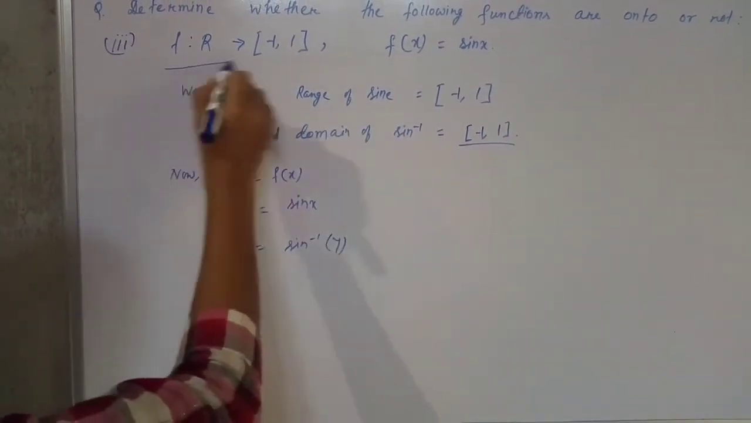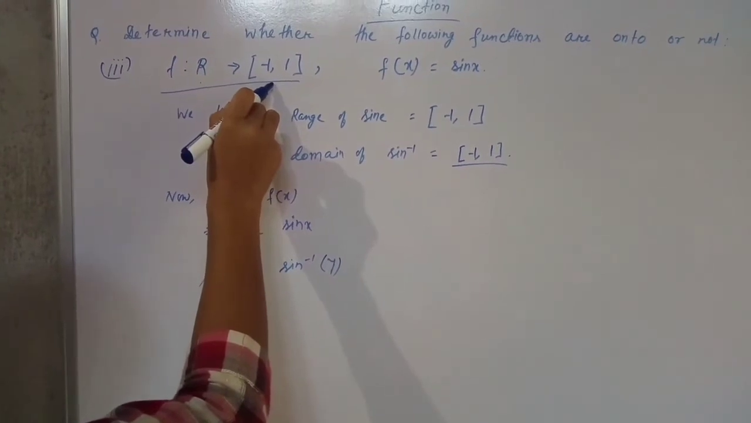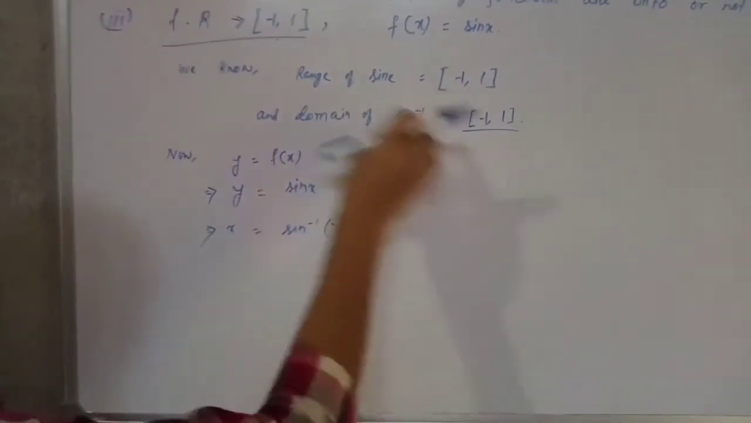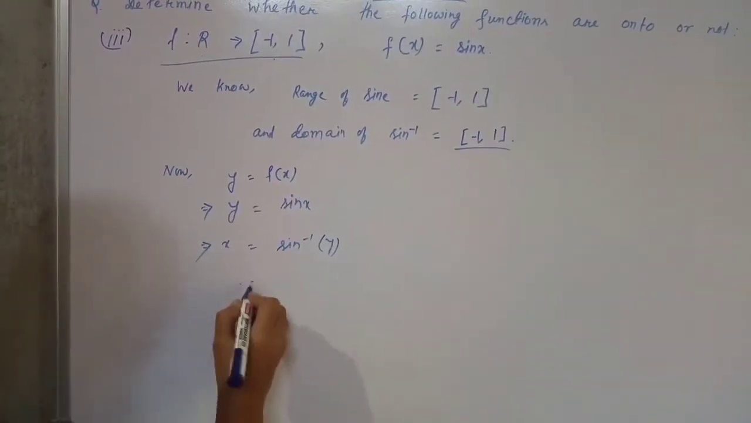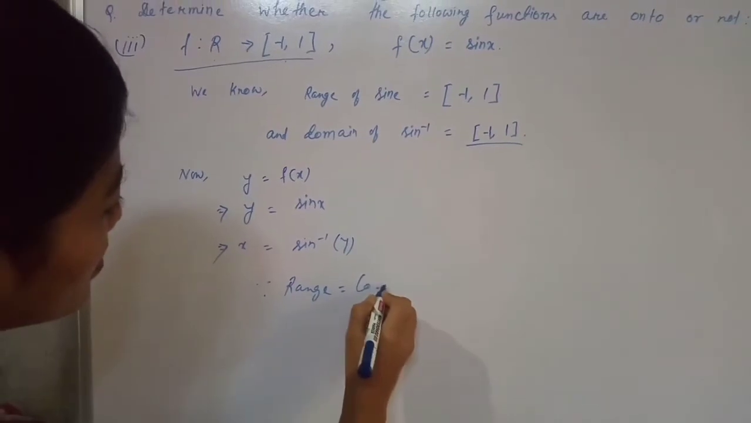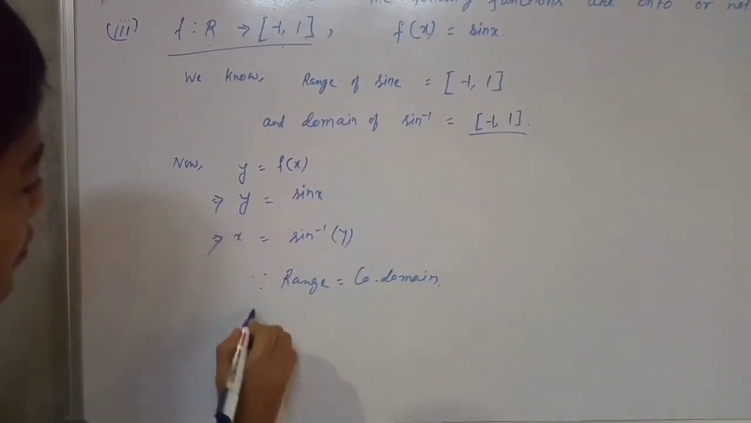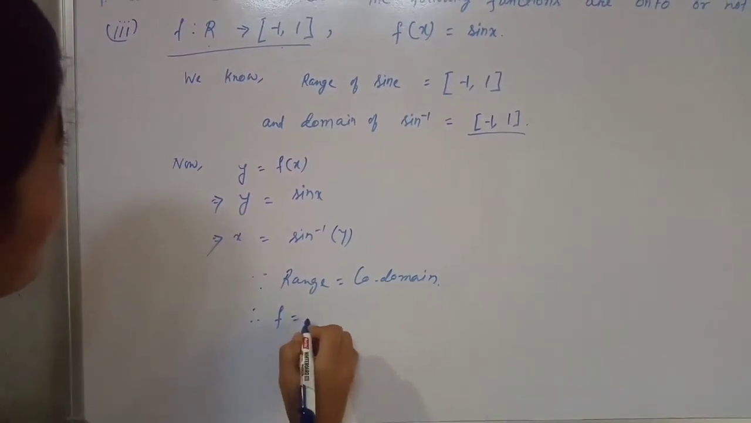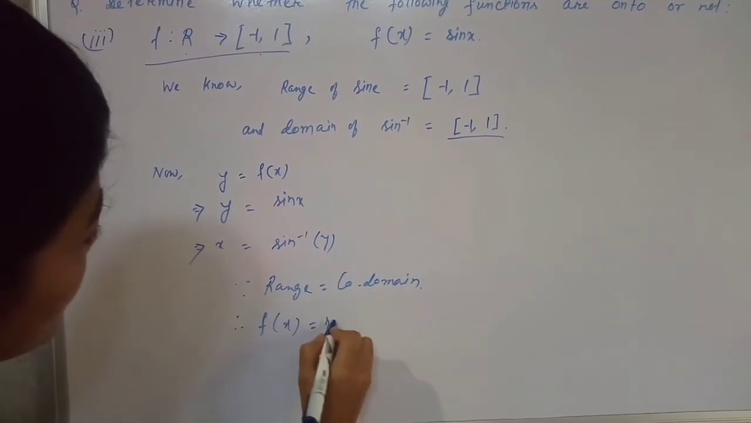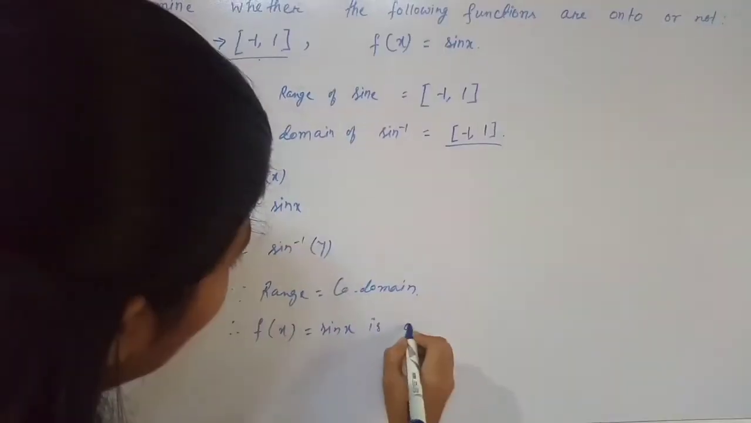And here in the question, domain is R and codomain is minus 1 to 1. Since range and codomain are equal, therefore this function f of x equals sin x is an onto function.